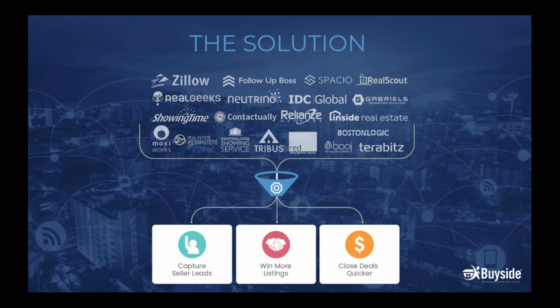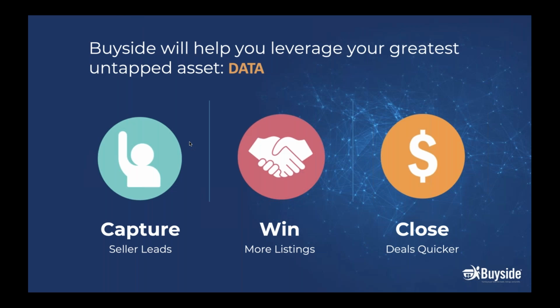So today we're going to be talking about that middle icon, which is winning more listings, how we can take that data that is in all of those different places that we use for our business, that we know is out there, and consolidate that information and use it to win those listings and actually put a dollar value on that. And you can see that once we use this.